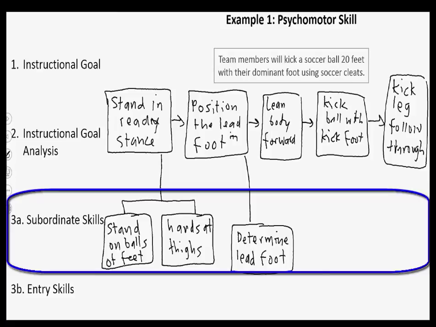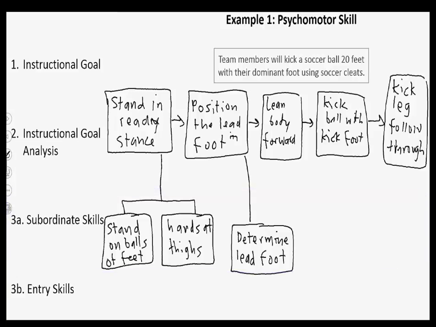So these are things that they still need to learn how to do, but that they don't yet know how to do. Now, there are some skills that they already have that they need to know how to do before they come to the training. So I'm going to write my dotted line here to differentiate between the subordinate skills and the entry skills.